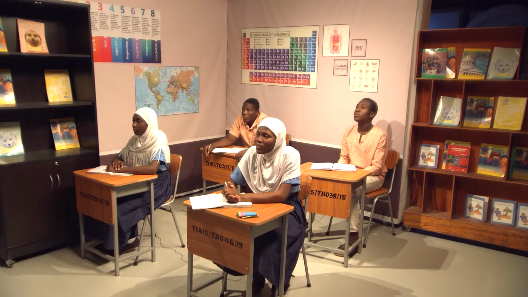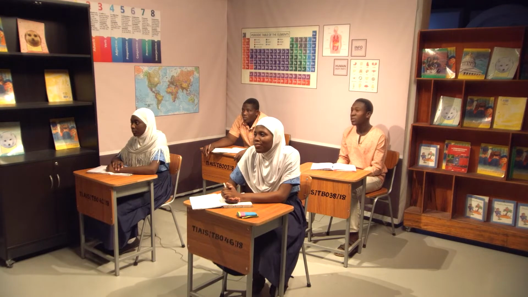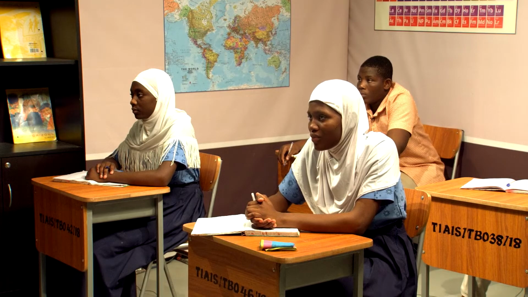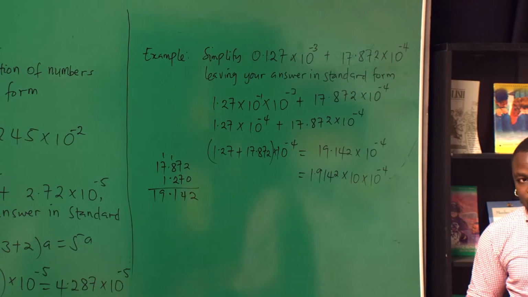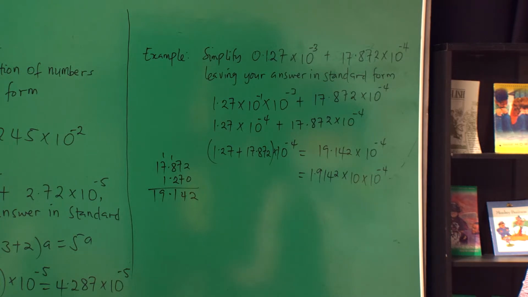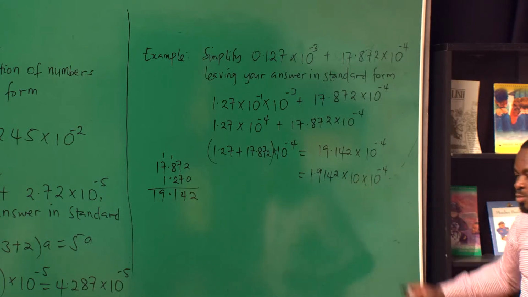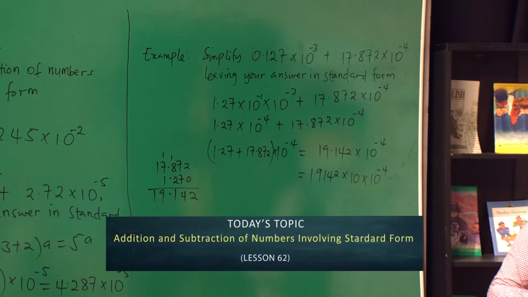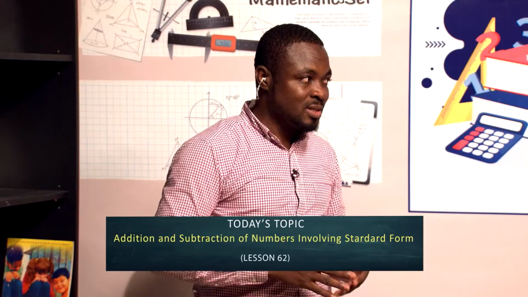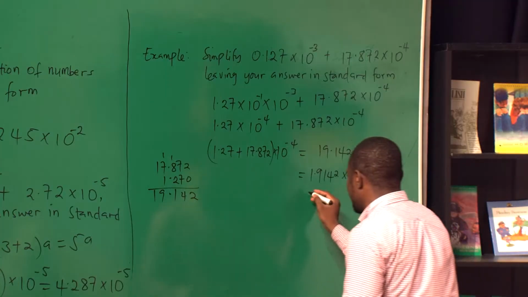From here, what do we do? In indices, they say when multiplying numbers with the same base, you add the powers. So you add the powers 1 plus negative 4, and what do you get? Negative 3. That is very good. The power here is 1, positive, and the power here is 4, negative. When you add 1 to negative 4, it's like you owe somebody 4 cedis. You go and pay 1 cedi. How much are you left with? 3 cedis. So it is negative 3.